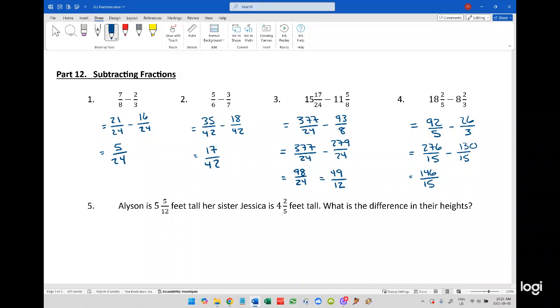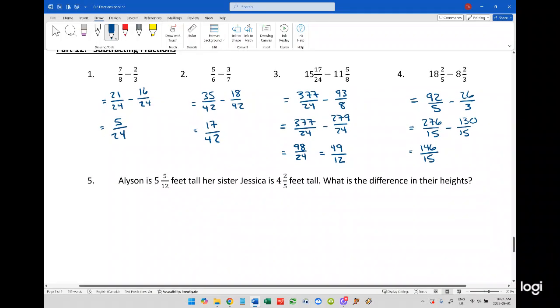15 is divisible by 3 and 5. 146 is not divisible by either of those, so I think that's in lowest terms. Incidentally, if you do write that as a mixed number, I should point this out, what you'll get is 146 minus 9 times 15, so you get 9 and 11/15.